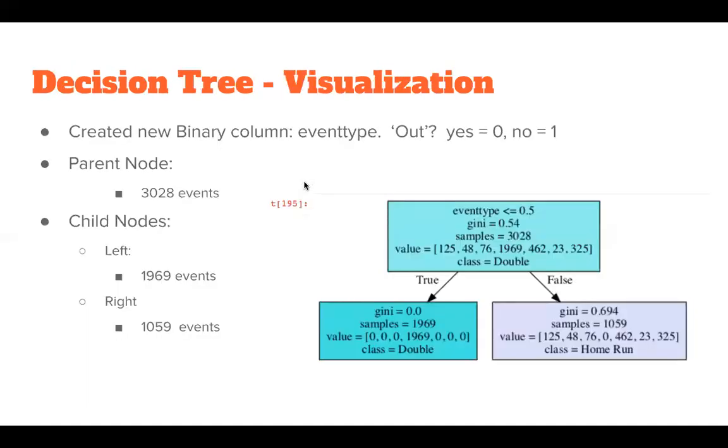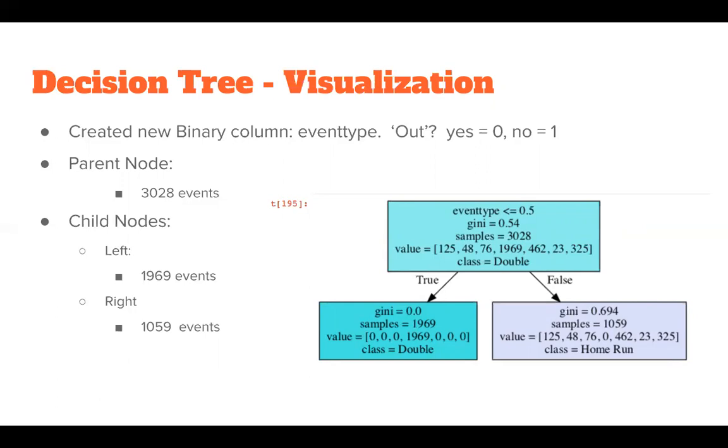And moving on to the decision tree visualization. In order to visualize the tree and see the likelihood that our chosen pitcher, John Lester, would throw a pitch resulting in an out, I created a new binary column called event type in the data frame, based on the event of the play. If the event was an out, it would be assigned a score of 0, and if it was any other event, such as a single or a home run, it would be assigned a 1.